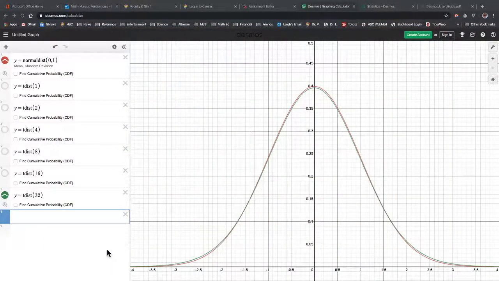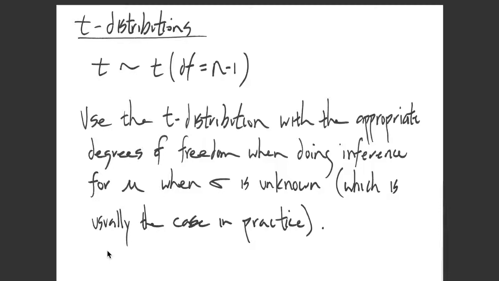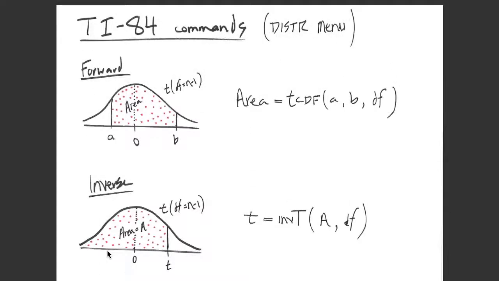Okay, let's think about how we would do t-distribution calculations on the TI-84. It's very similar to the normal distribution calculations. If you recall, a forward normal distribution calculation, where you're given boundaries on the x-axis and you want to find the area under the normal curve, was a normal CDF command. For the t-distributions, it's called TCDF.